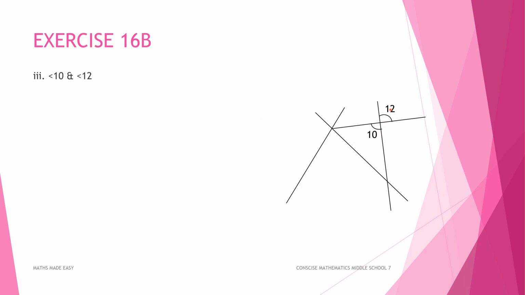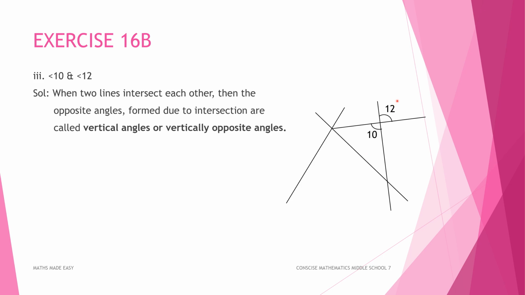angles. And look here how these 2 angles are opposite, right? And it is vertically opposite. That means angle 10 and angle 12 are vertically opposite angles. When two lines intersect, this line is intersecting this line, due to which the angles are formed. Here angles 10 and 12 are formed and they are vertically opposite. The opposite angles formed due to the intersection are called vertical angles or vertically opposite angles. You can call it in any way. So angle 10 and angle 12 are vertically opposite angles.